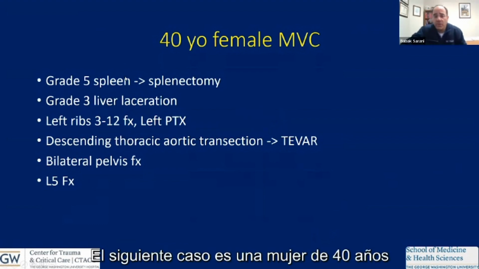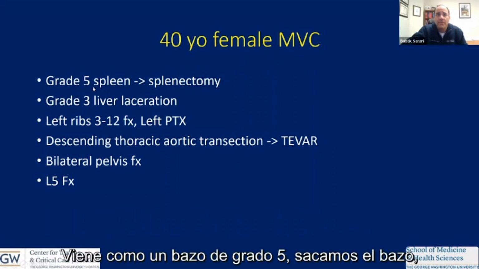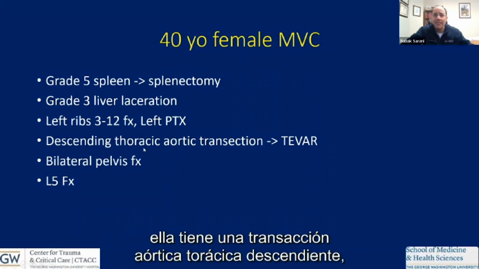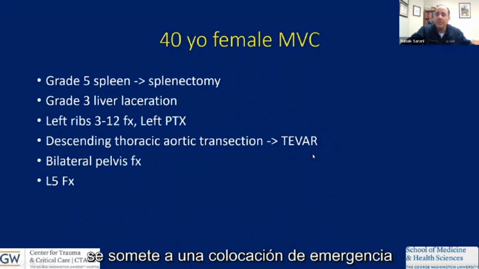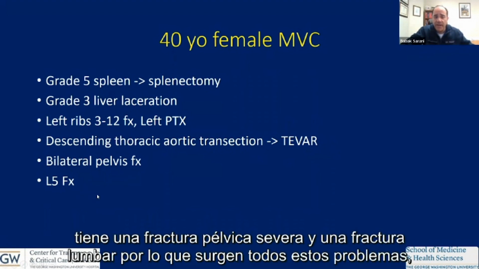Next case is a 40-year-old female who was involved in a high-speed motor vehicle crash. Comes in with a grade 5 spleen. We take out the spleen, grade 3 liver, all these broken ribs with a pneumothorax. She has a descending thoracic aortic transection, undergoes emergency stenting of the aorta on arrival. She's got a severe pelvic fracture and lumbar fracture.